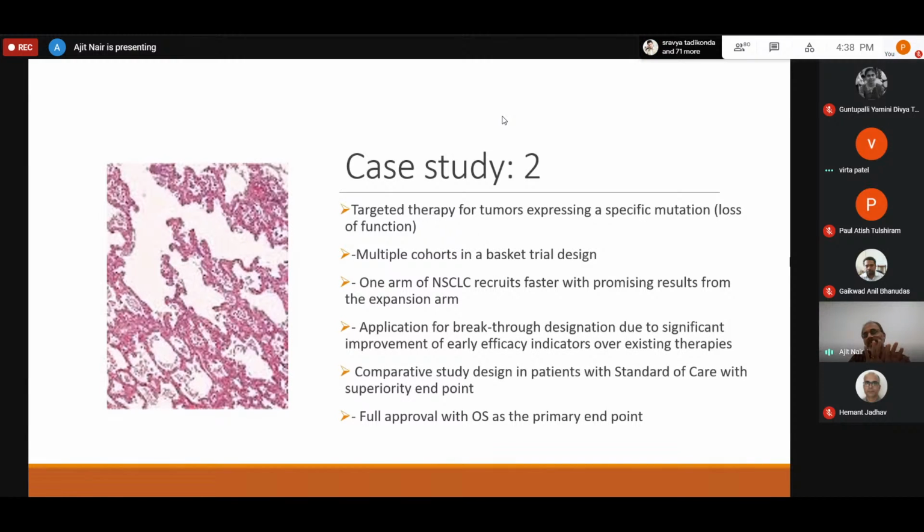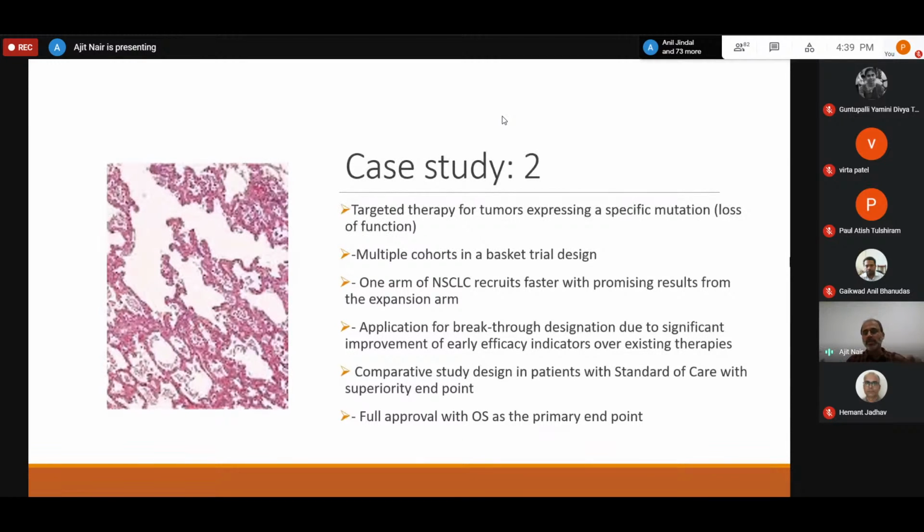When this was done, you see that one arm, which is NSCLC, is recruiting faster. A lot of patients are recruiting faster, and you see that the drug is showing a result, right? And once you see the drug showing a result, what I can see is that the drug result is so very fantastic that it probably qualifies for a breakthrough designation. So if you look at breakthrough designation, remember the definition I told you. Breakthrough designation is something which has an efficacy which is much higher than what is existing. So if this drug in non-small cell lung cancer for that mutational type shows an efficacy which is much more superior than what is available in the market, you can apply for a breakthrough designation.